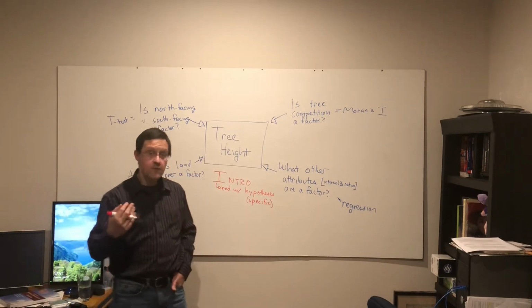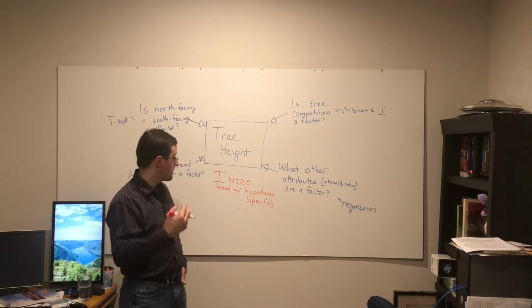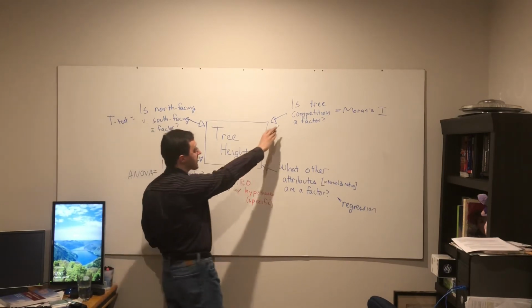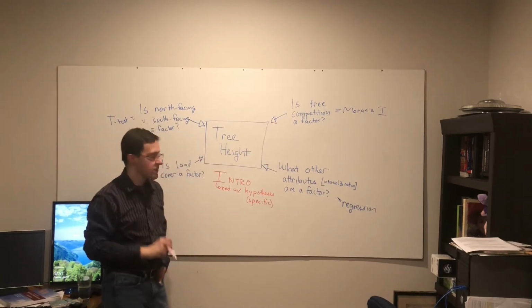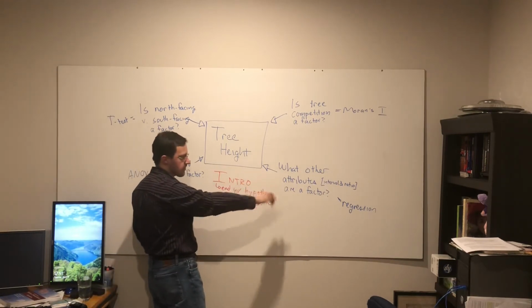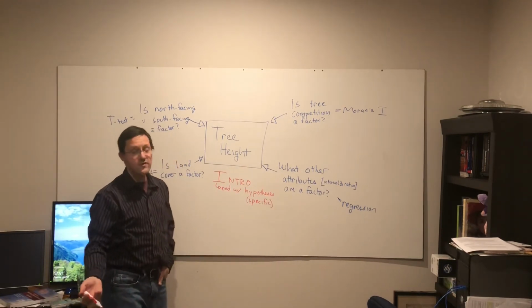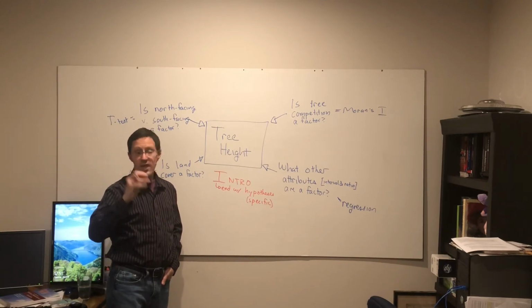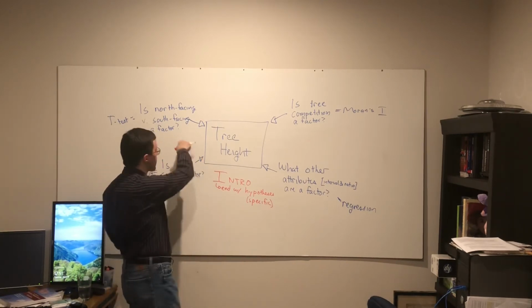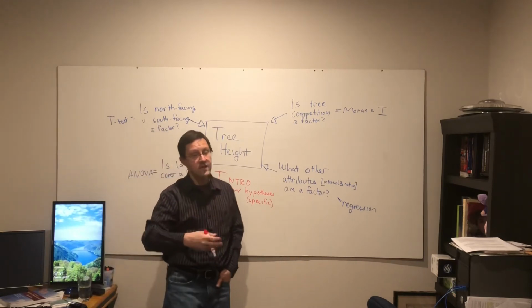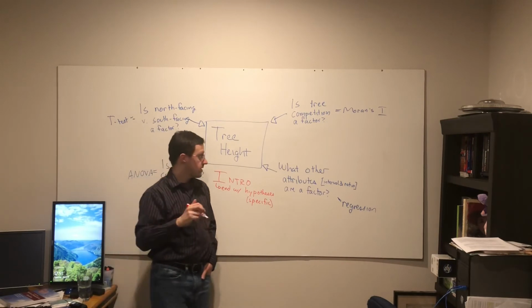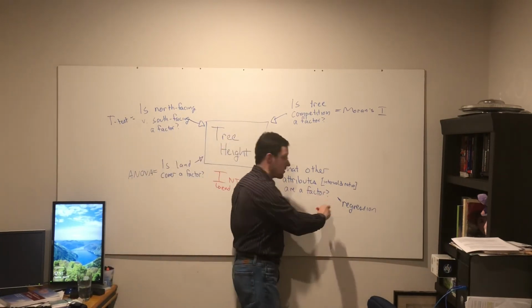The end of that introduction would often be saying, here are my specific hypotheses. I hypothesize tree competition is a factor. I hypothesize three other attributes are a factor. Say the age, the altitude, and the distance from a stream, and put that into regression.